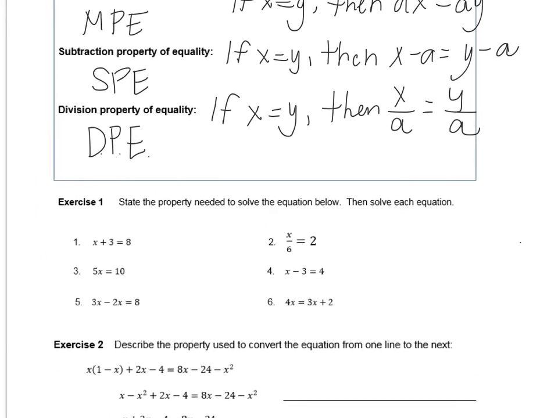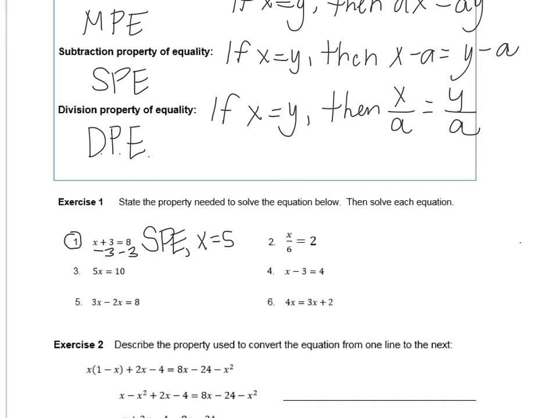Alright, so let's go ahead and take a look at some examples. Not only are we going to state the property needed to solve the equation, but then we're going to solve each equation. If you look at number 1, we have to get x by itself, and to do that we would subtract 3 from both sides. So since we subtracted something from both sides, we use the subtraction property of equality, and 8 minus 3 gives you an x value of 5.